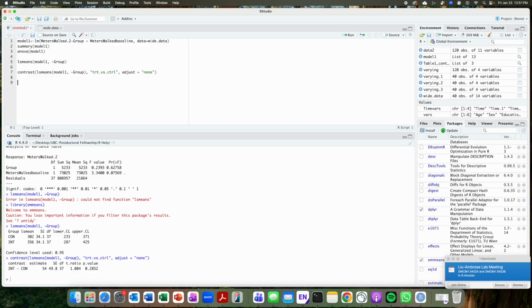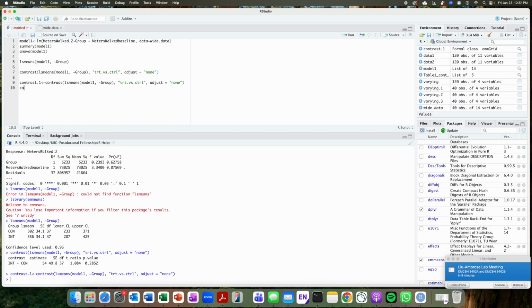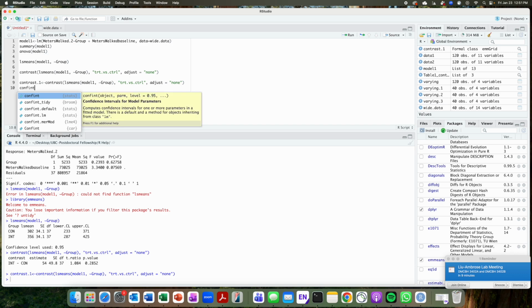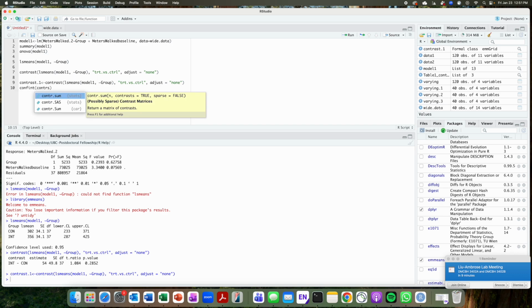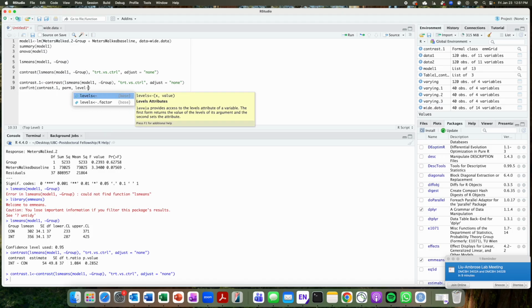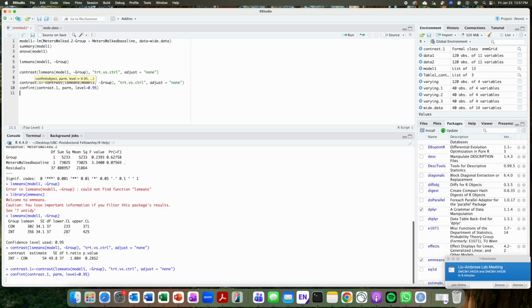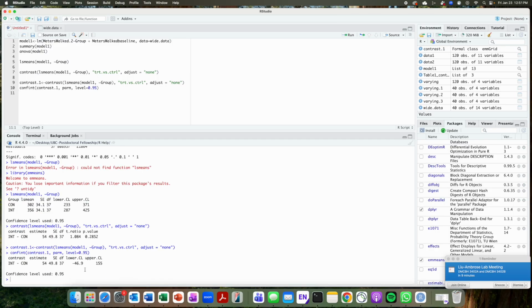Now, again, we talked about this before as well. We talked about how we can do contrast intervals. So all I'm going to do here is run the same exact statement, but now I'm just going to save it. And now I'm going to run this with the confidence statement as well. This is going to get me the contrast parameters for the 95% interval, with a lower bound of 46.9 and an upper bound of 155 meters.